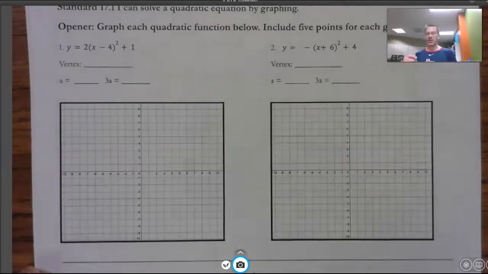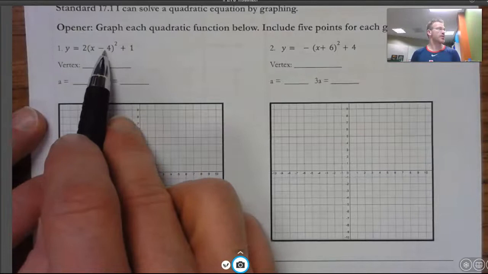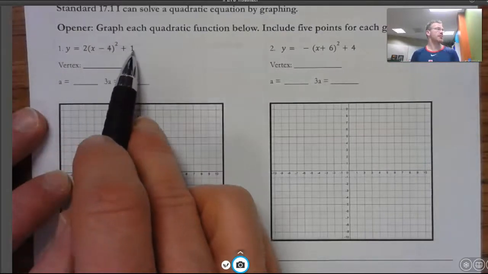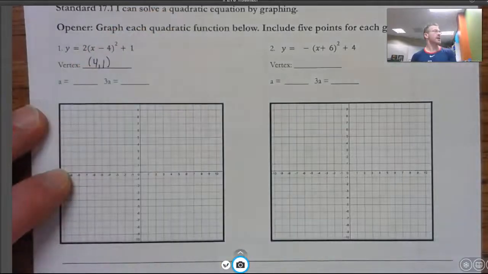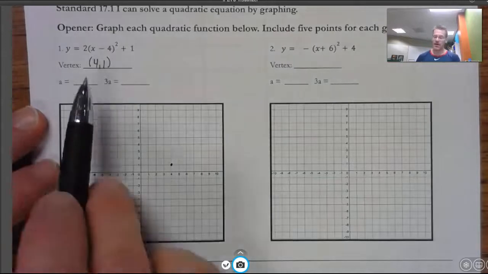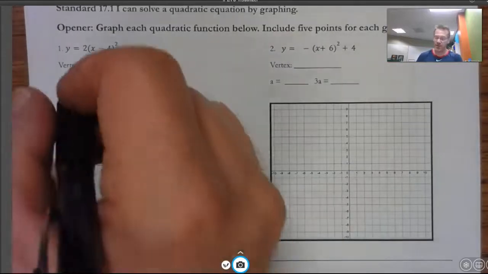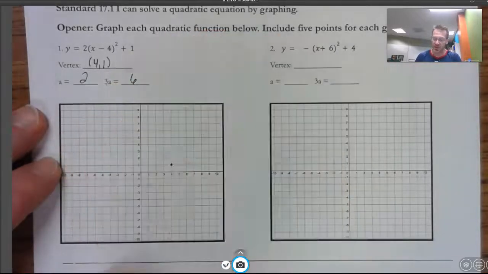All right, now I'm going to go through these just as a reminder in case you forgot some of this information. When we look at this, remember this is our vertex, this is the x-coordinate, this is the y-coordinate, and it's opposite of the inside and same on the outside. So my vertex is 4, +1 right here. The A value is this number in front right here, so that would be 2. And if I multiply that value by 3, that means it would be 6.